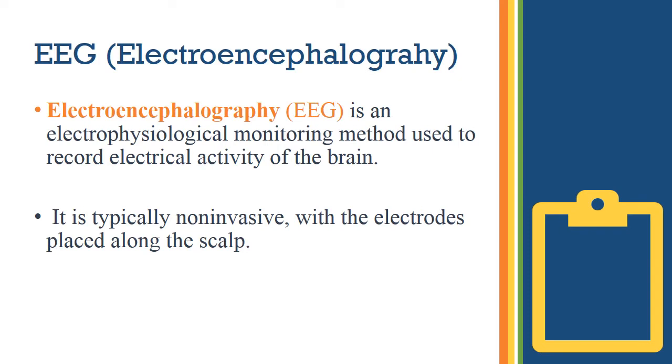Electroencephalography is an electrophysiological monitoring method. So when we say electroencephalography, we are talking about a method. This is a method that's used to record the electrical activity of the brain. We're going to detect the electrical activity of the brain.